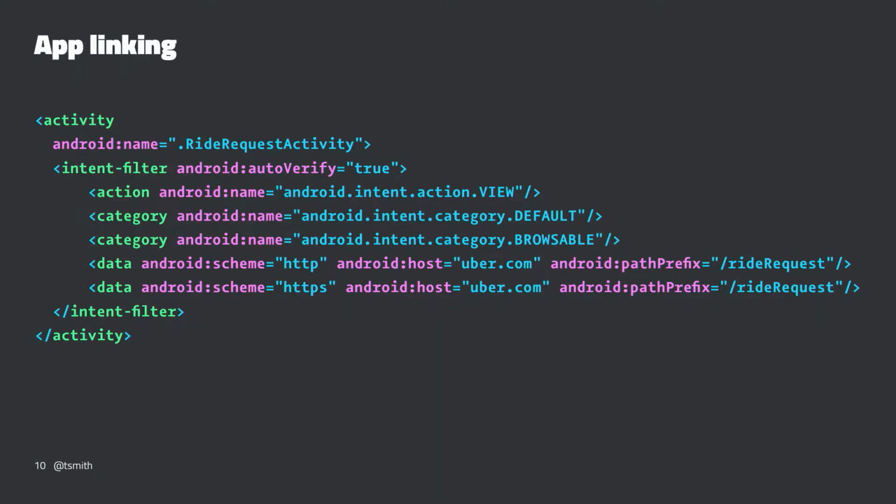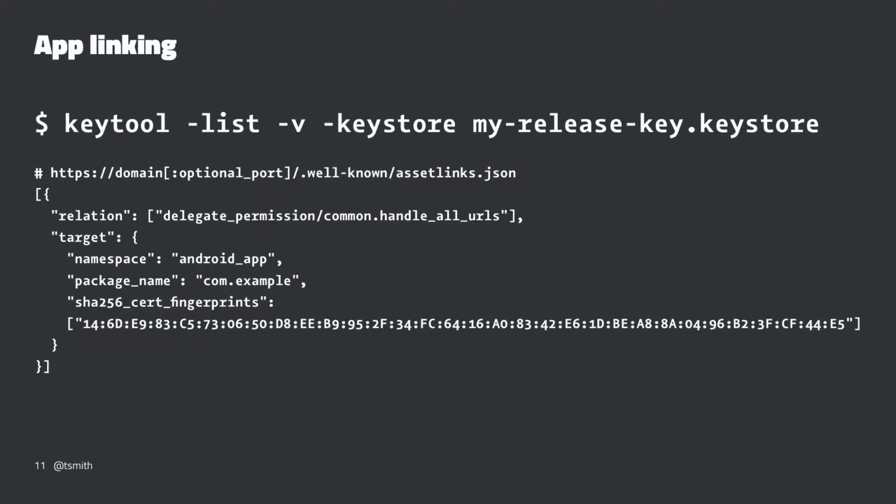The first, in your manifest, you need to add an autoVerify attribute set to true. And this tells the system, for anything that's declared here, to automatically try to verify that you're the default handler for this. And how does it actually validate that?